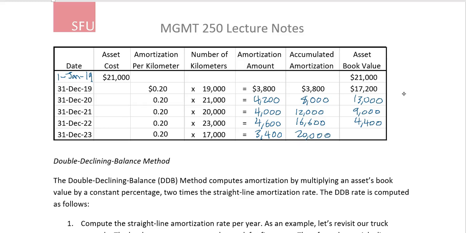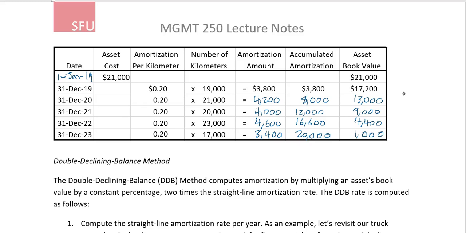So one thing you want to know here is that the estimate when we're calculating our amortization rate ended up being dead on. After 5 years, the truck ends up driving exactly 100,000 kilometers, and we end up with accumulated amortization of 20,000 and asset book value of 1,000, which was our salvage value.